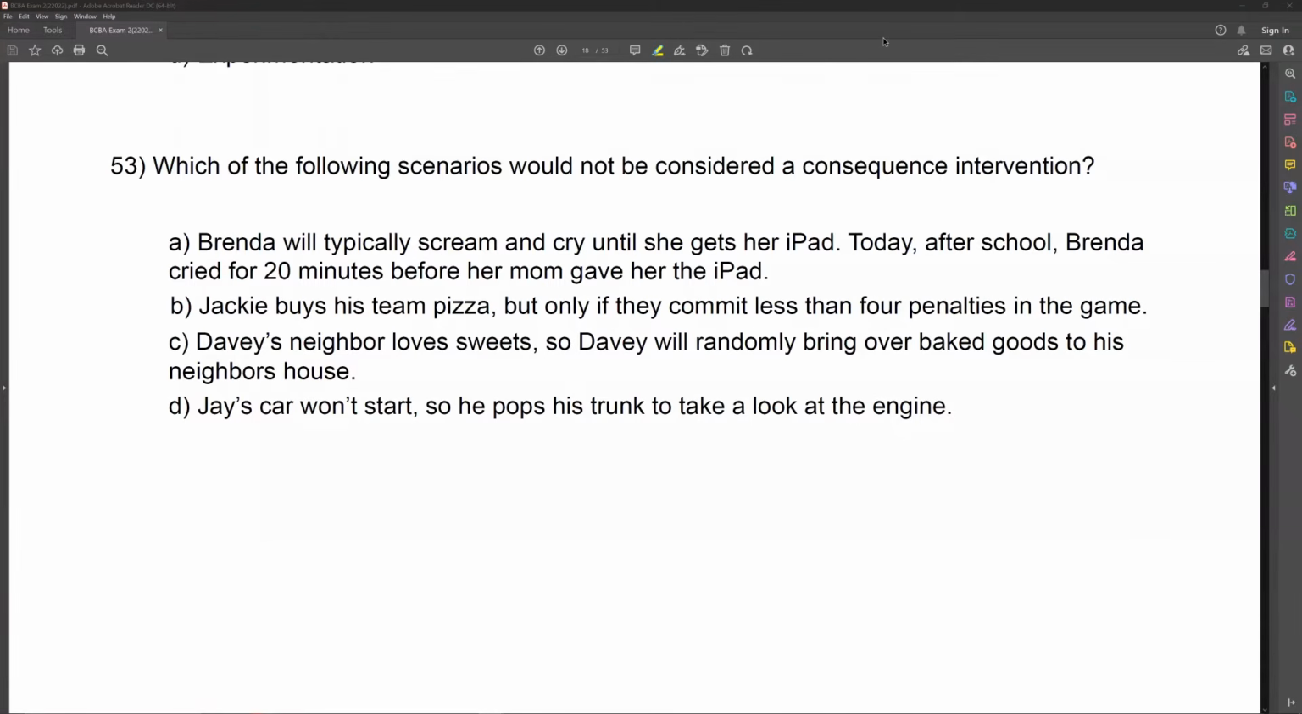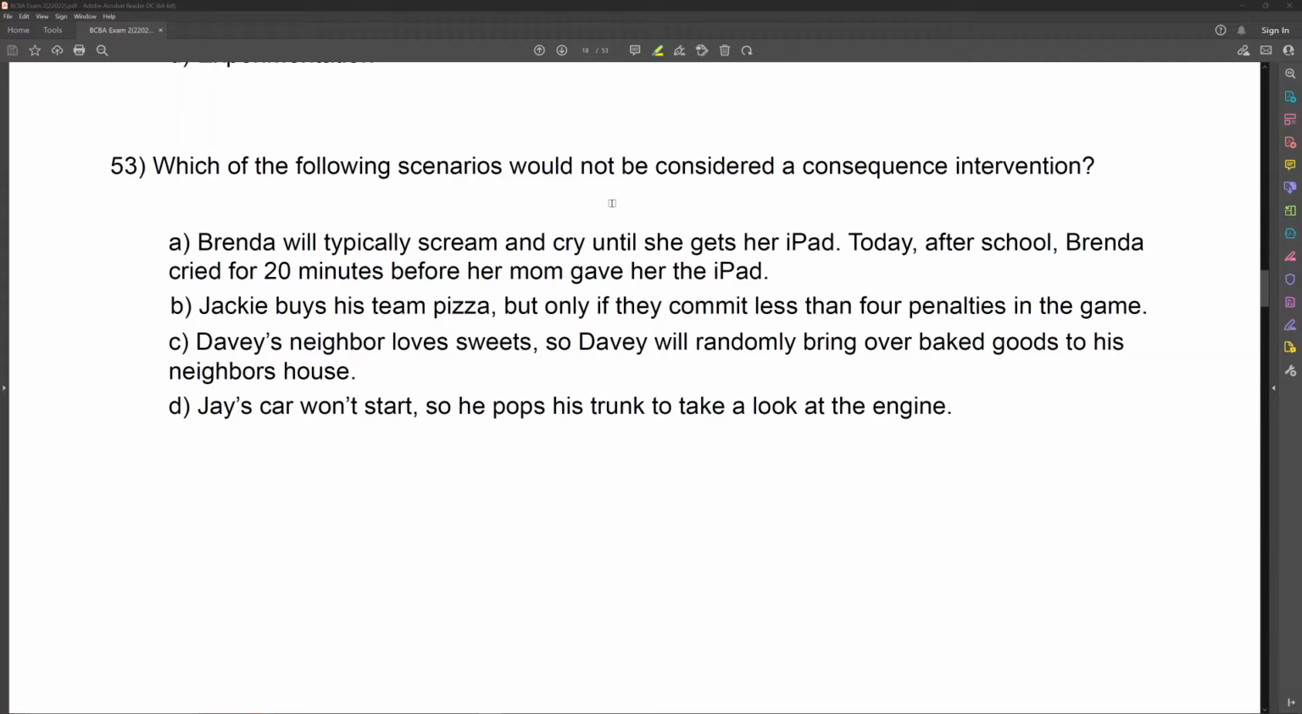Okay, 53. Which of the following scenarios would not be considered a consequence intervention? What's the most important word in this question? Not. You need to be very careful. These not questions, these except questions, are very easy to miss under pressure, moving quickly. It's why you need to read the questions very carefully. This not changes the whole question. It's asking us to find basically something that isn't a consequence intervention, meaning 3 of these will be consequence interventions.